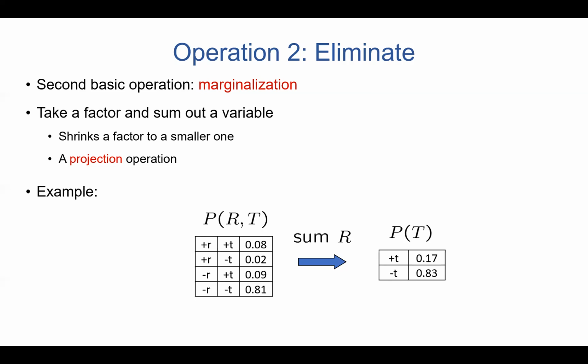So you see, we have eliminated R here. We're just one step back from when we were doing the join over R, and now we're summing over R. I'm going to get back to the same example that we had from the previous slide. This is just a small example. If you want to sum over a variable, all you have to do is look at the consistent entries and sum them together. That's elimination. So marginalization is the same as sum. Take a factor and sum out a variable. That's marginalization. That shrinks a factor to a smaller one, right?